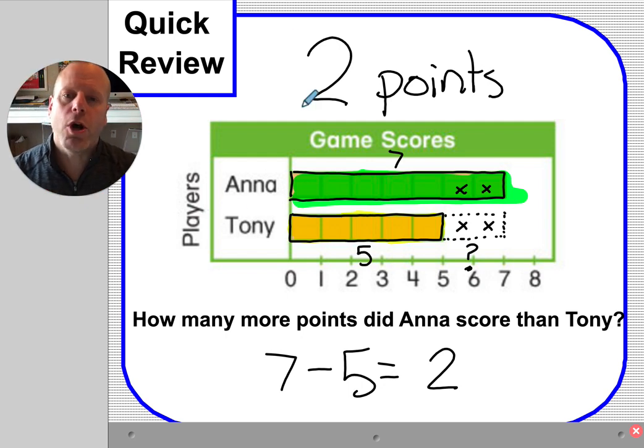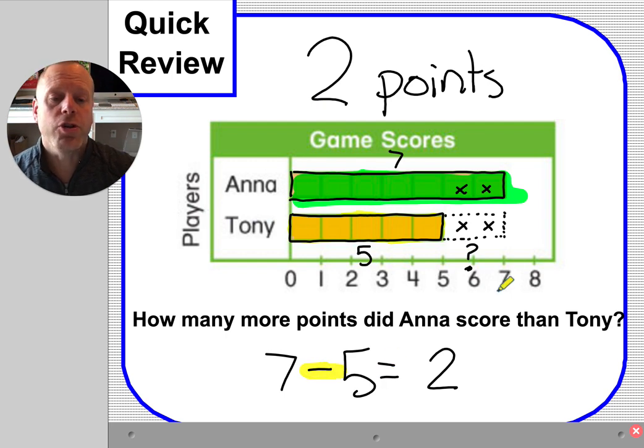So you should know a couple things by now. You should know when to add and when to subtract. You should be able to find that missing part to simple graphing questions. This should ring a bell.